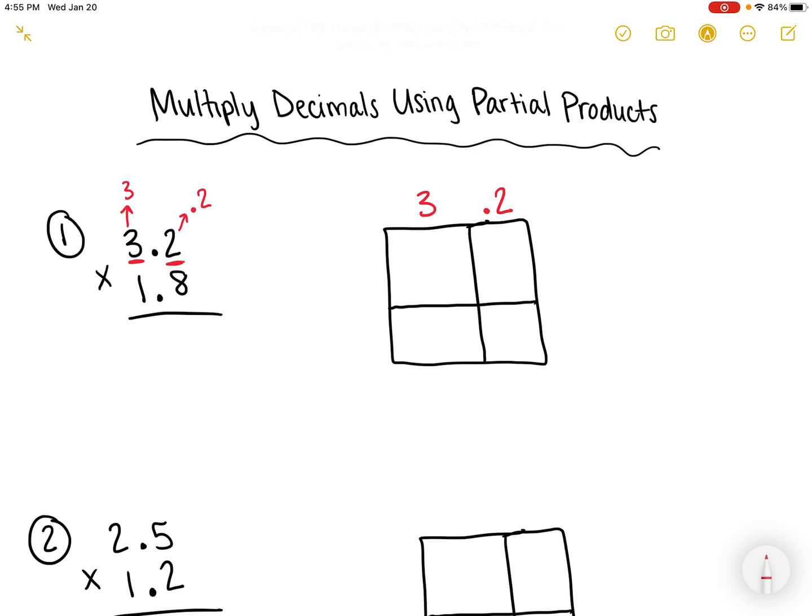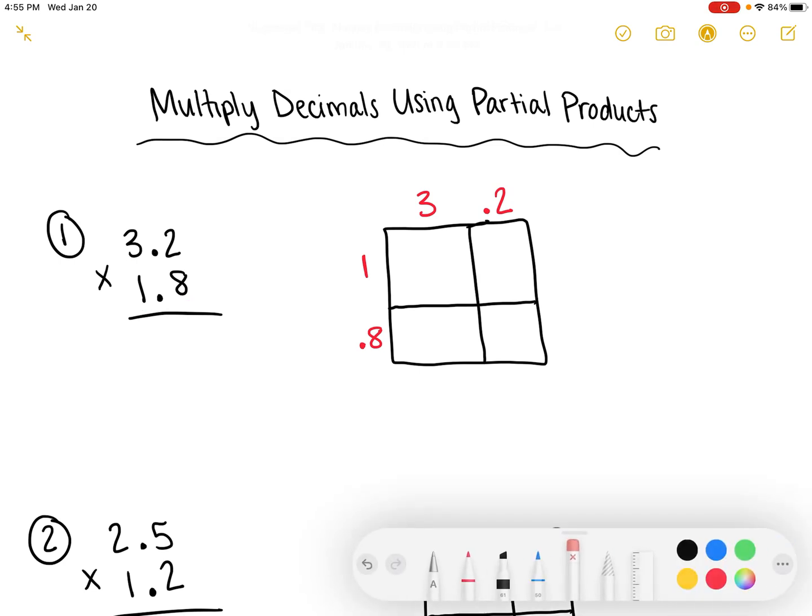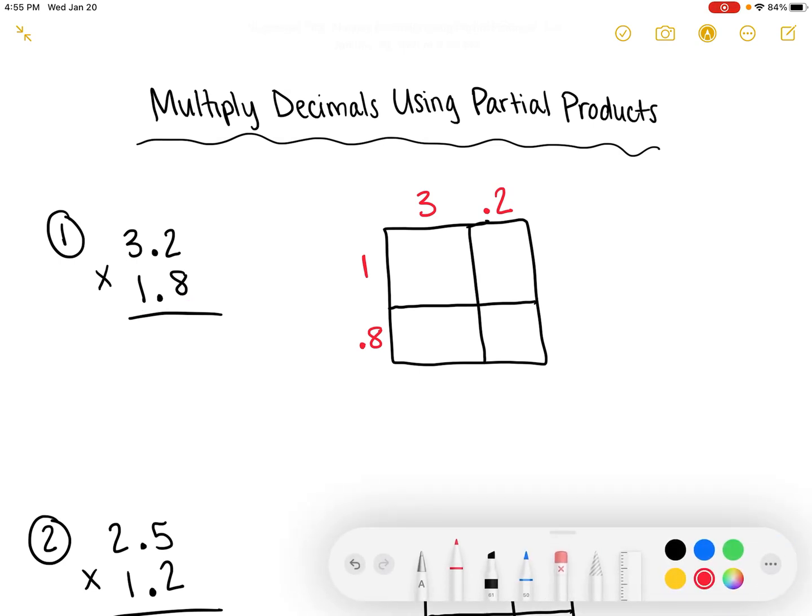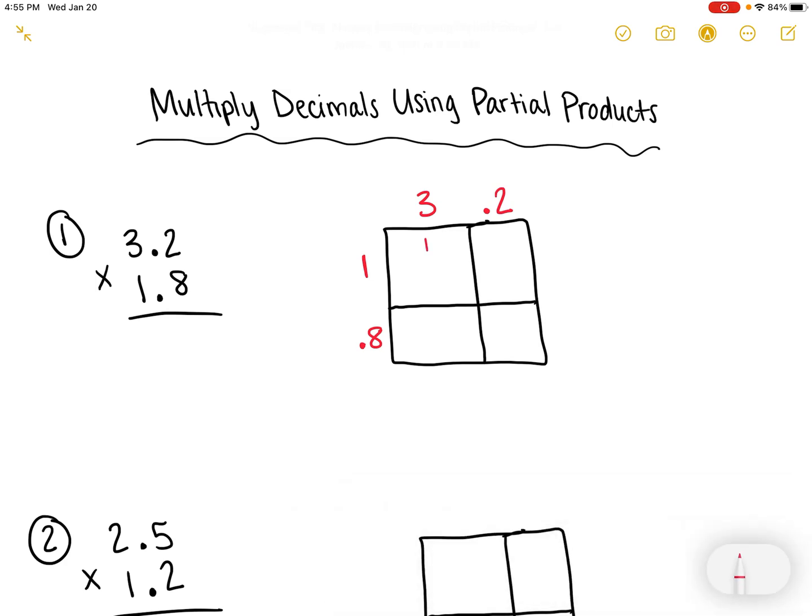Then the same thing goes for 1 and 8/10. We have a 1 in the ones place and an 8 in the tenths place. So we will break up this number as well. So 1 and then we'll do 8/10. So now that we have our numbers broken up on our square, we are going to multiply them together. When you're multiplying in these boxes, you always need to look to see what number is on top and what number is to the side. Those are the numbers you will be using to multiply in each box.